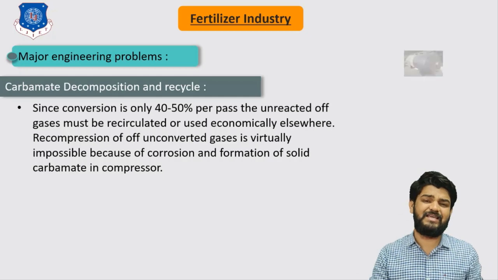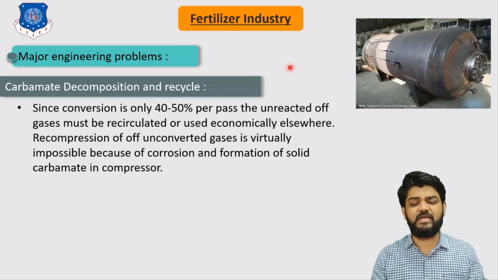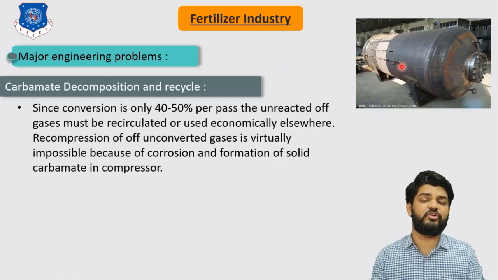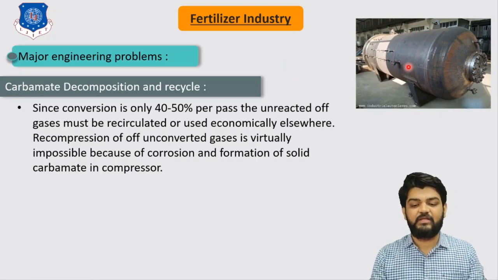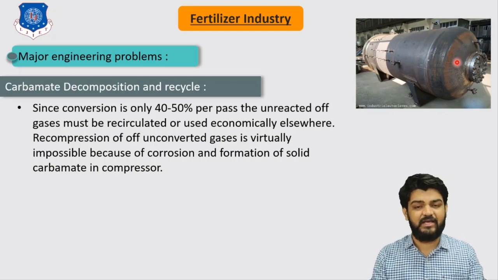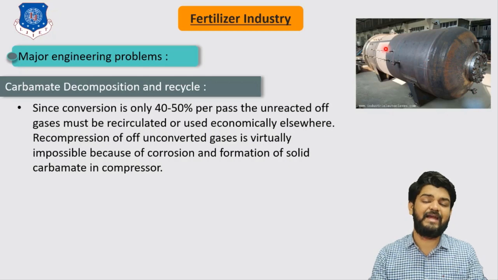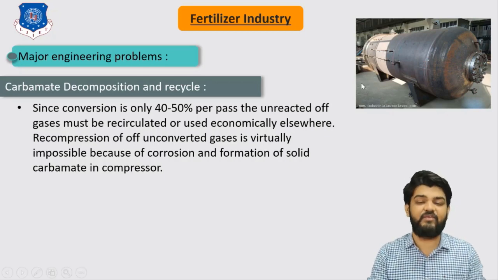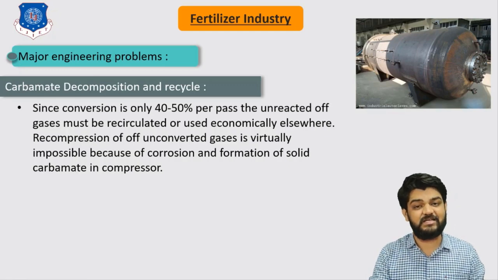Now, as you can see in this image, this is the autoclave that we are using for the production of urea. You can see that this requires a very sophisticated type of metal and its design is very complicated, as it has to endure very high temperature and high pressure of 180 atmospheres and 185 degrees Celsius.